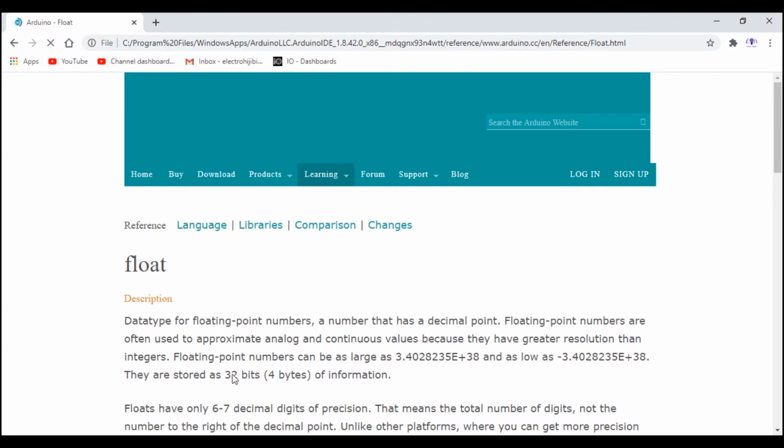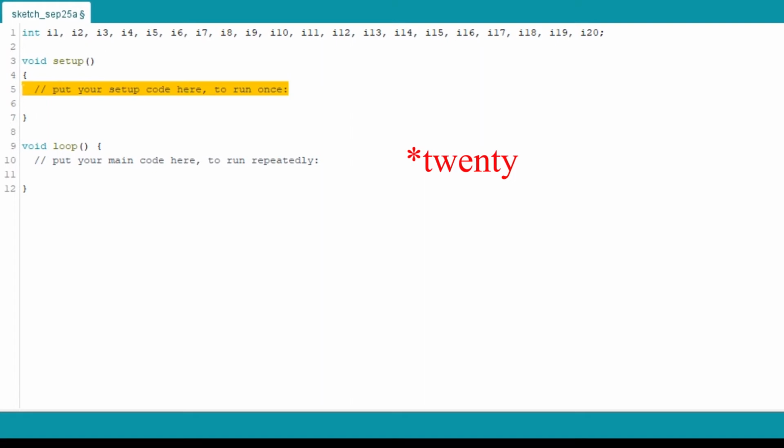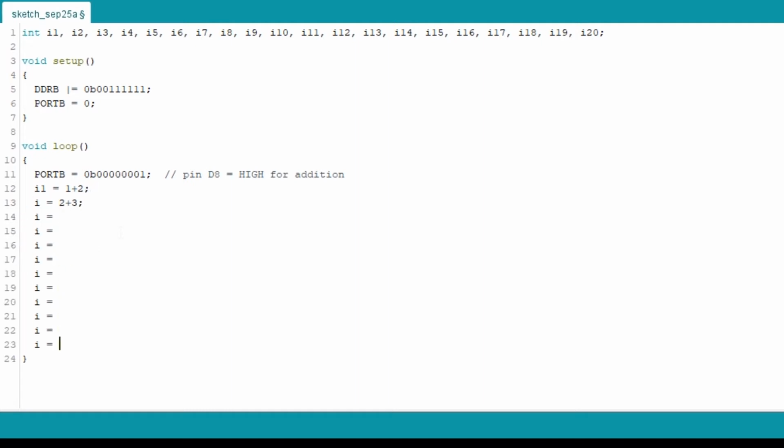I'm starting with integer. I'm declaring 10 variables of integer data type, and there will be 10 steps of addition, subtraction, division and multiplication. The results of each step should be stored in those variables. I'm also configuring digital pins 8 to 11 as output and setting them low.